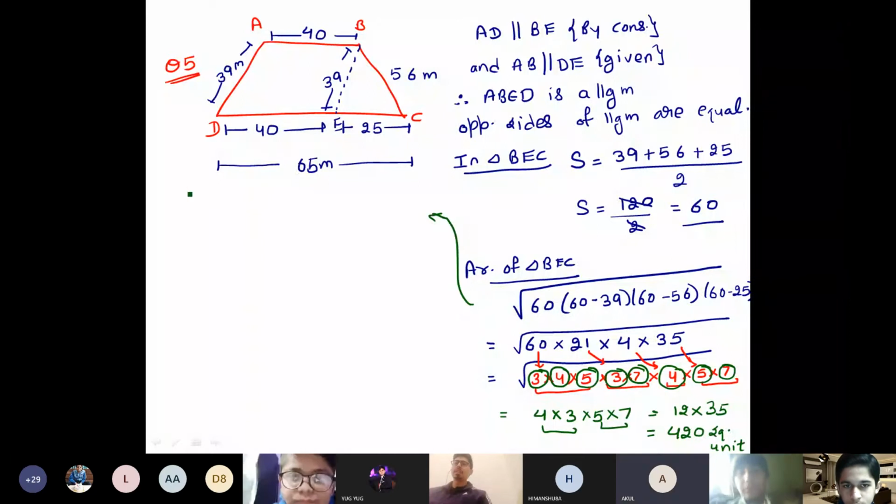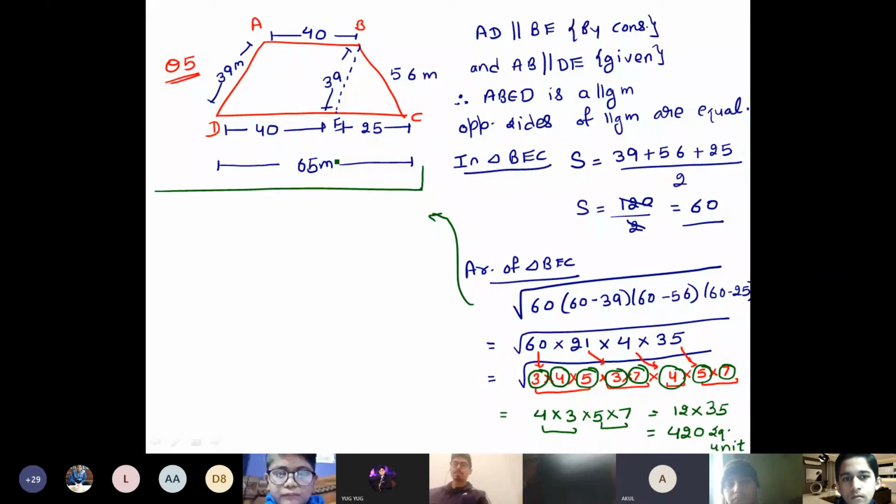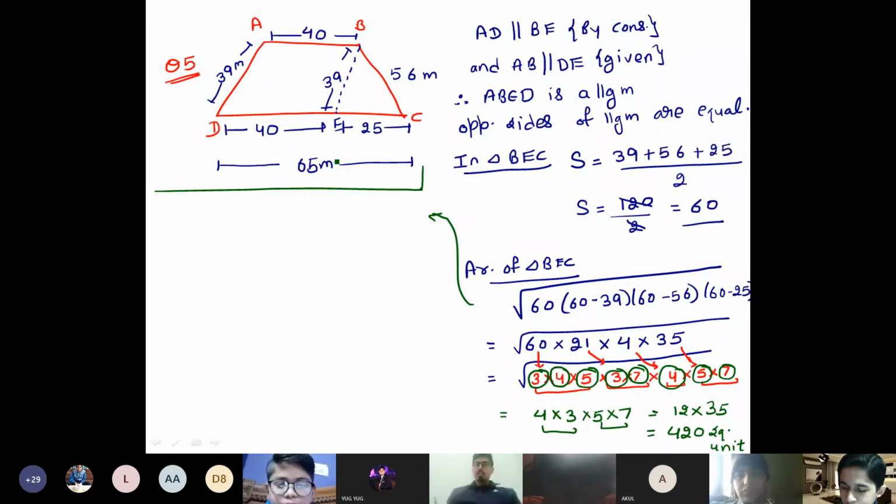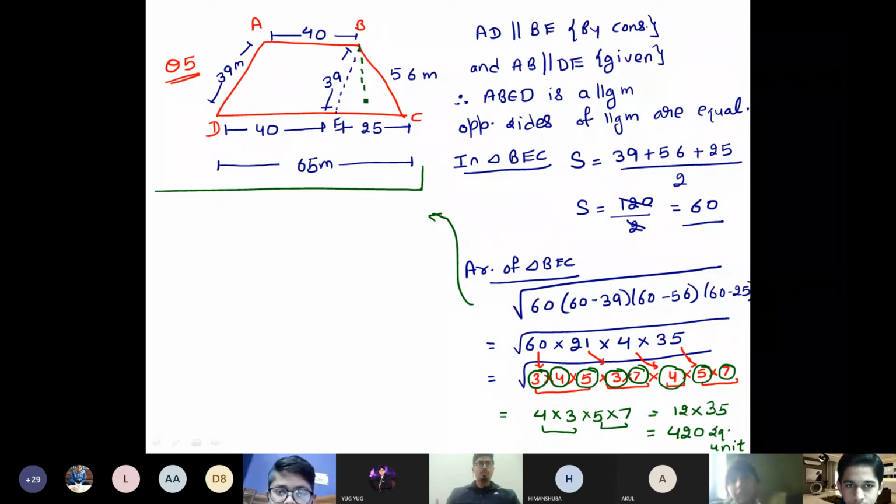But students, one more thing. I can find out the area of triangle by another method also. Now I will construct an altitude for this trapezium. Name this as BM. Yes or no? I have constructed the altitude of triangle BEC.